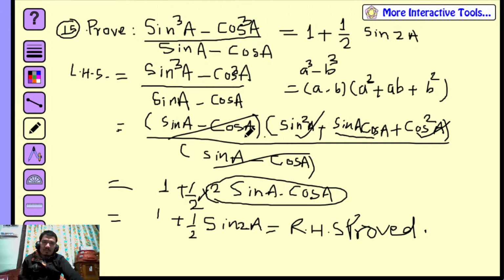Similar type of question you have to practice from this exercise, okay. Look at children, similar type of question I am also giving here from my practice book.